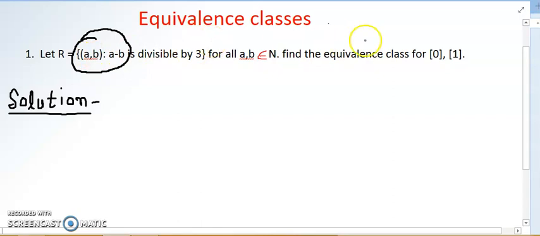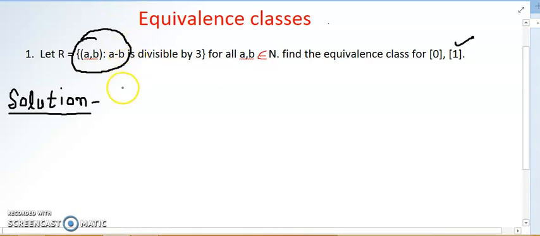Like here, if you have to find the equivalence class of 1, what does it mean? If the value of b is 1, then what is a? You have to find the value of a, but your a should be a natural number. In such a way you have to solve. So just look at the method of how the question is to be solved.